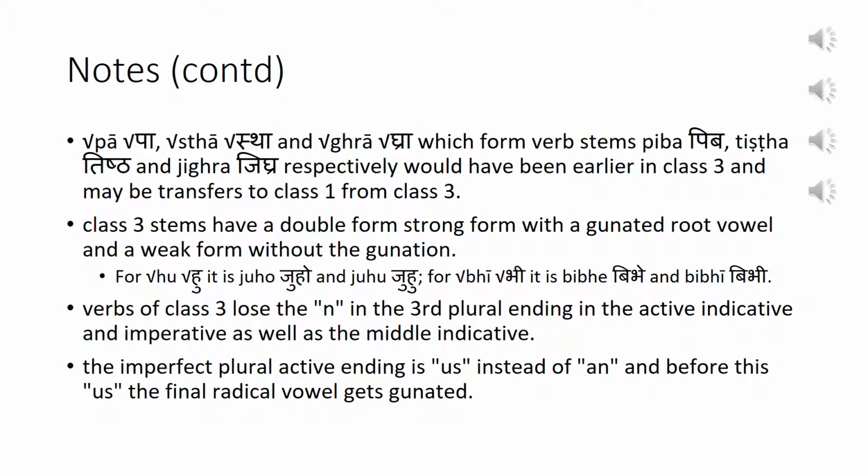Verbs of class 3 lose the n in the third plural ending in the active, indicative and imperative as well as the middle indicative. Also, the imperfect plural active ending is us instead of an, and before this us, the final radical vowel gets gunated.